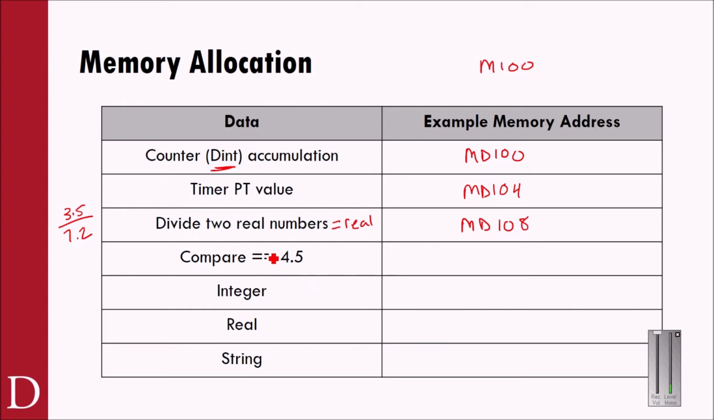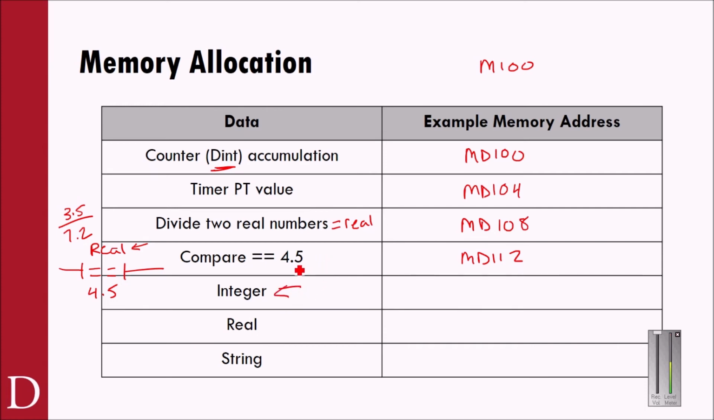Okay, comparing something equal to 4.5. So when you look at the compare instruction, you're going to have equal equal. On the bottom, you're going to have 4.5. Well, what this means is since this is a real, I'm expecting the part that I'm going to compare with to also be a real. So that real number right there, I'm expecting that to be a real number. I'm going to make that MD112. All right, an integer. Now here's where it gets a little tricky, right? An integer is not a double necessarily.